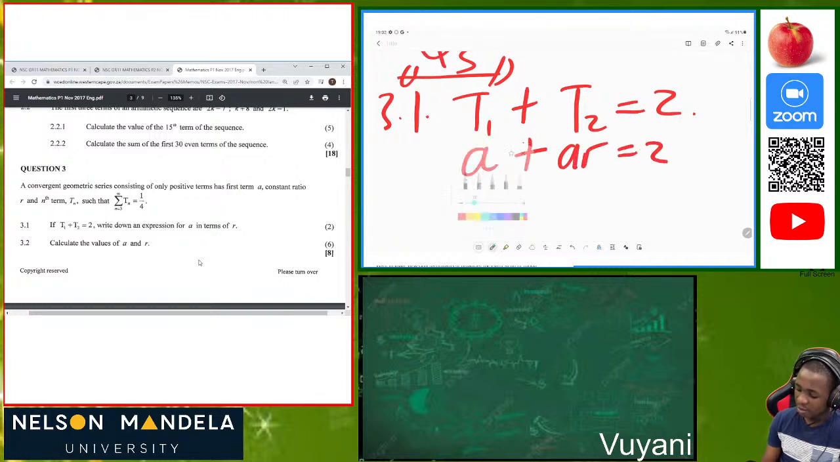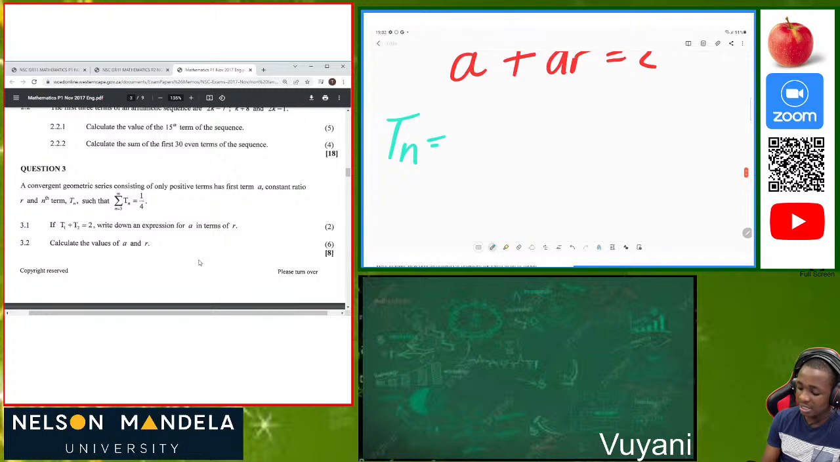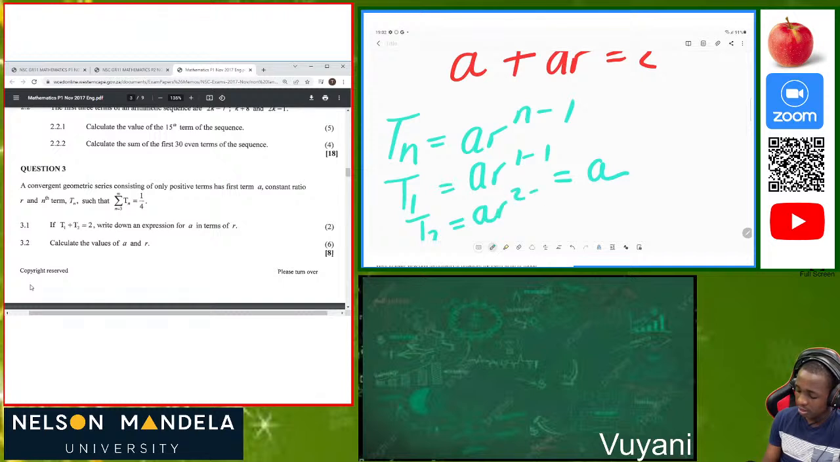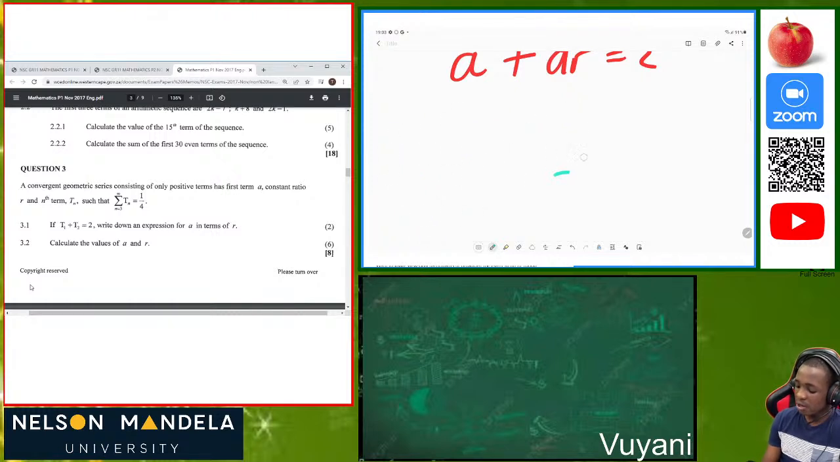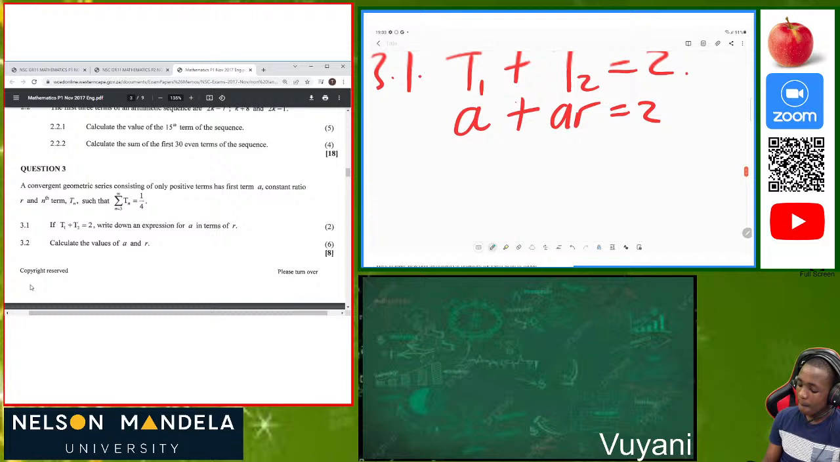So let me just highlight something. You still remember when we said the Tn of a geometric series is the same as ar^(n-1). So if we want term number 1 of a geometric series, it's always easy. How do we get it? We get it by just substituting n by 1. So it's going to be ar^(1-1), and we end up having a. And t2 again we substitute, so we're going to have ar^(2-1), and we end up having ar. So basically now we are substituting t1 by its value a and t2 by our value of ar.